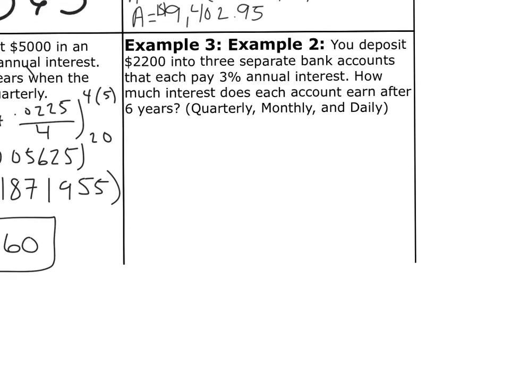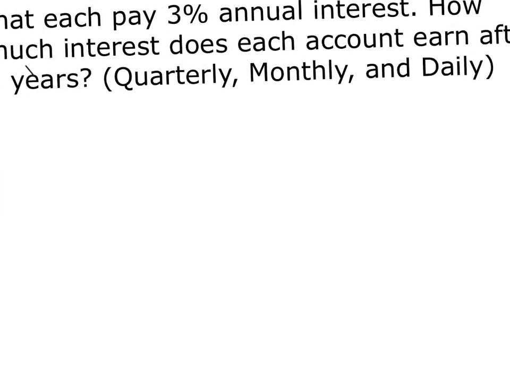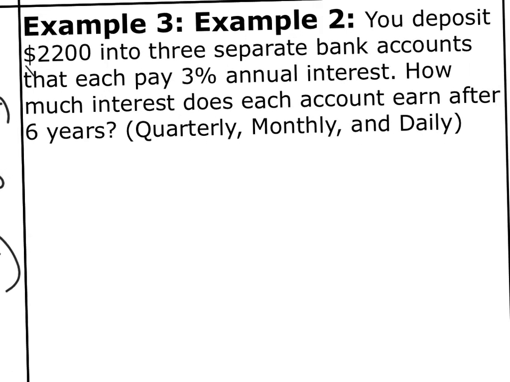It says you deposit $2,200 in 3 separate bank accounts that each pay 3% annual interest. How much interest does each account earn after 6 years? Okay. So with that, let's take a look. And I'll zoom in probably a lot more so I can have more space. So we have A is equal to $2,200, and we have it increase at 0.03. And we know that we have 3 separate accounts. So we have one at 4, and then one at 12, and then one at 365.